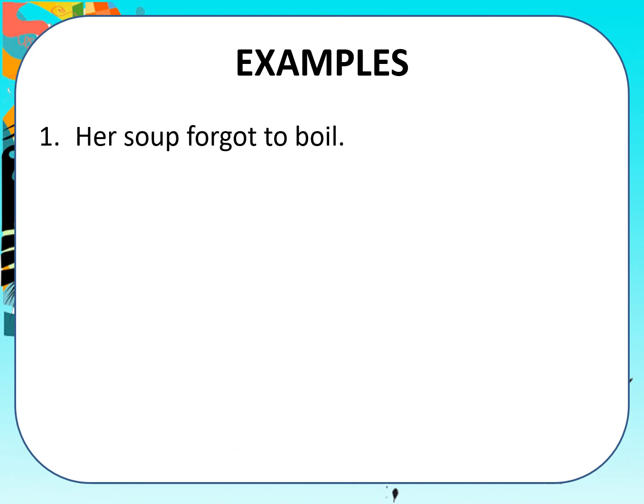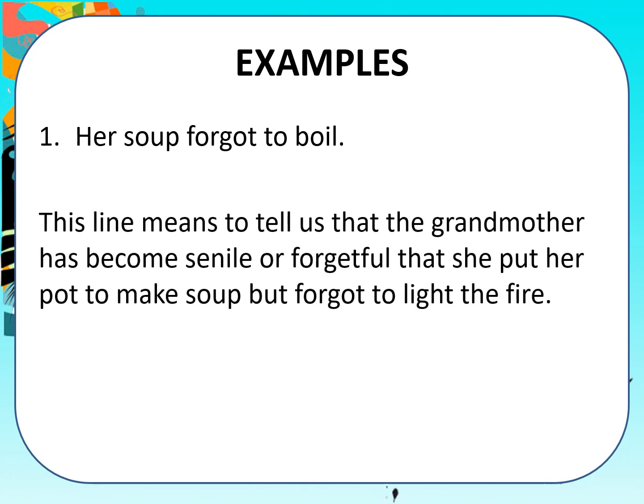One is, let's see, her soup forgot to boil. This is from which poem? Yes, The Living Photograph. So her soup forgot to boil. What is the underlying meaning? Okay, this line tells us that the grandmother has become senile or forgetful. Why? Because she put her pot to make soup, but she forgot to light the fire. Isn't she senile or forgetful? That's why her soup will never boil. Right? That is the underlying meaning.